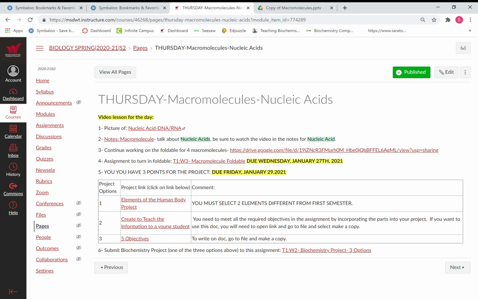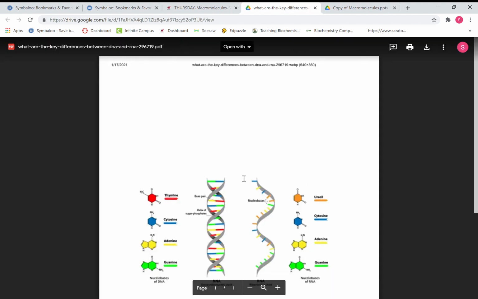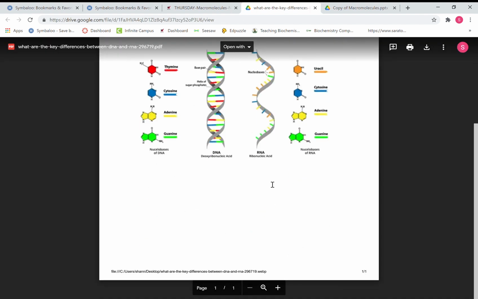Okay, today we're going to be talking about nucleic acids. Here's a picture of nucleic acids. If you click on the first link, you're going to see RNA and DNA here. DNA is inside the nucleus of every cell. DNA is so important that it cannot leave the nucleus.